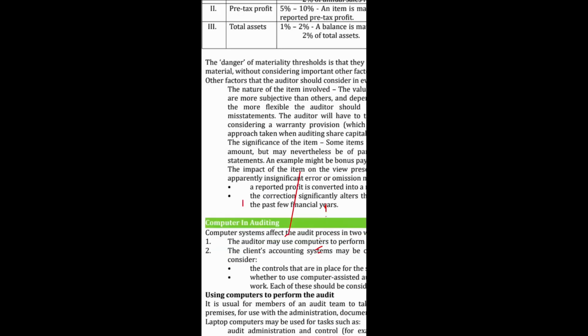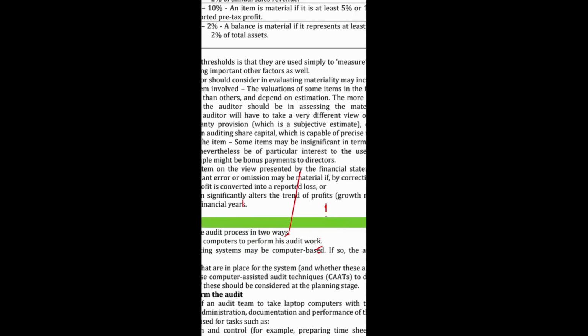Another thing that needs to be considered when determining materiality is the significance of the item. For instance, directors' emolument is one area that is very, very important, especially for companies that are listed. The shareholders would like to know how they have paid the directors.